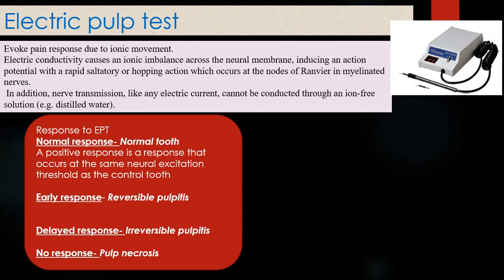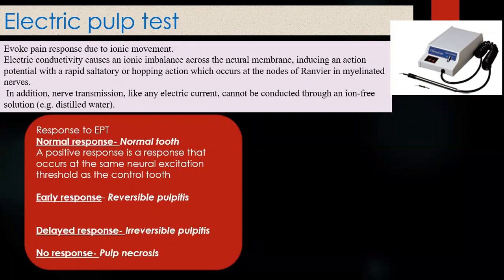We have a normal response in the adjacent tooth. We record the value at which the response occurred, take that as a reference, and then test the tooth which we are diagnosing. If we have the same response as the control tooth, we consider it a normal tooth. If we have an early response, then it is reversible pulpitis. If we have a delayed response, then it is irreversible pulpitis. And if we have no response, then it is pulpal necrosis.